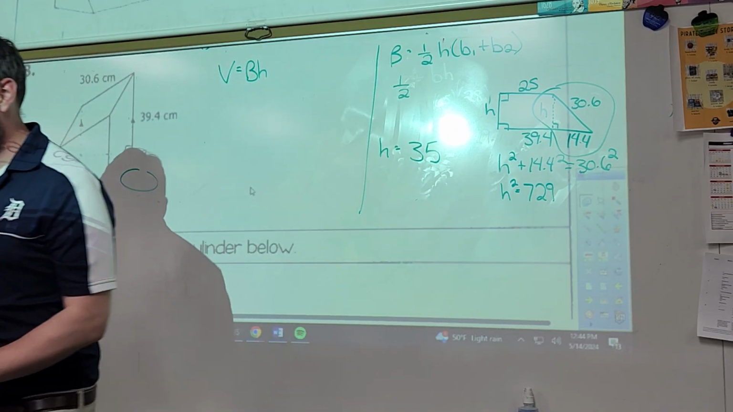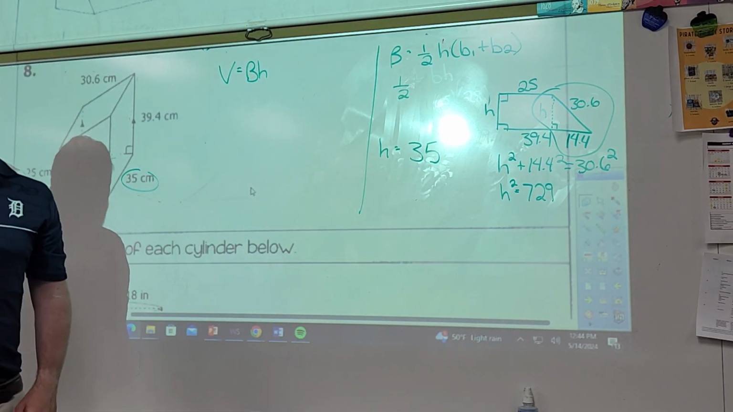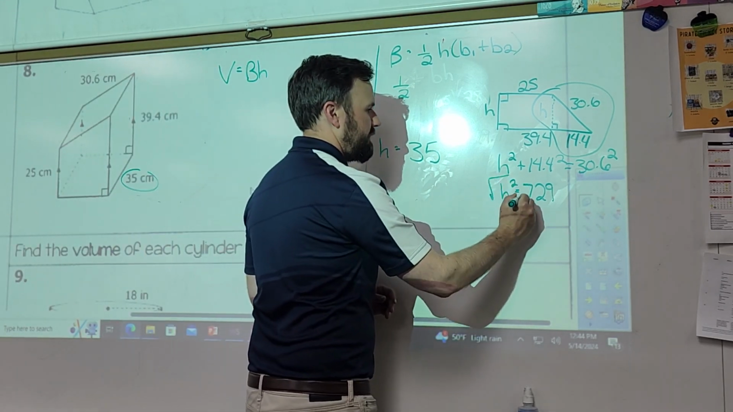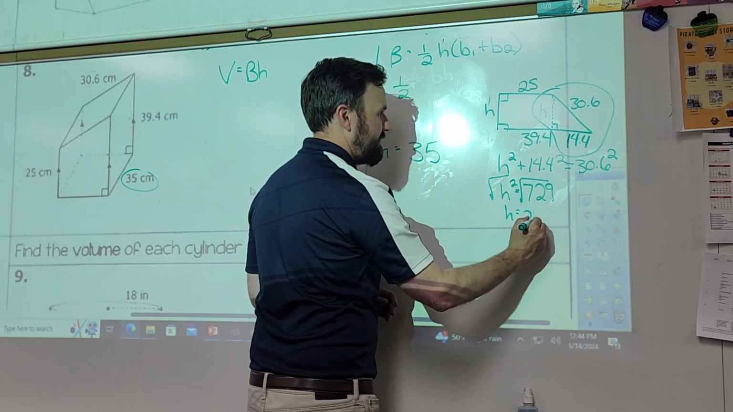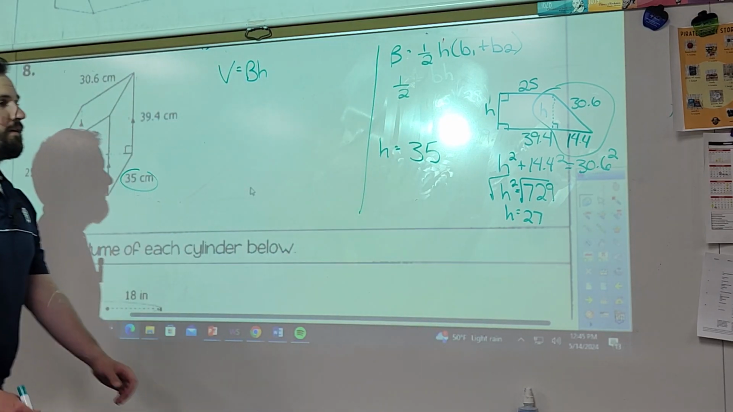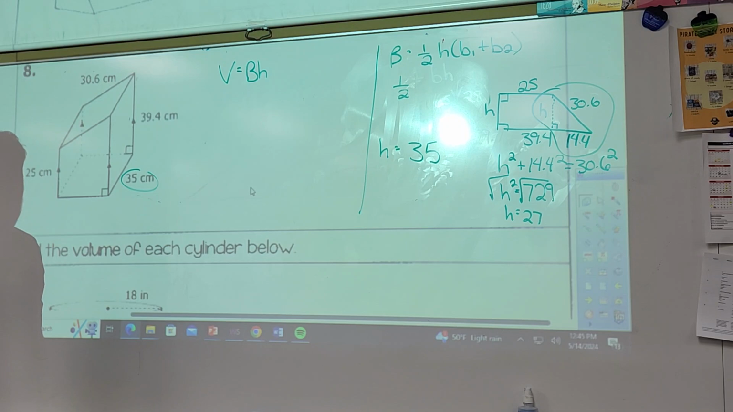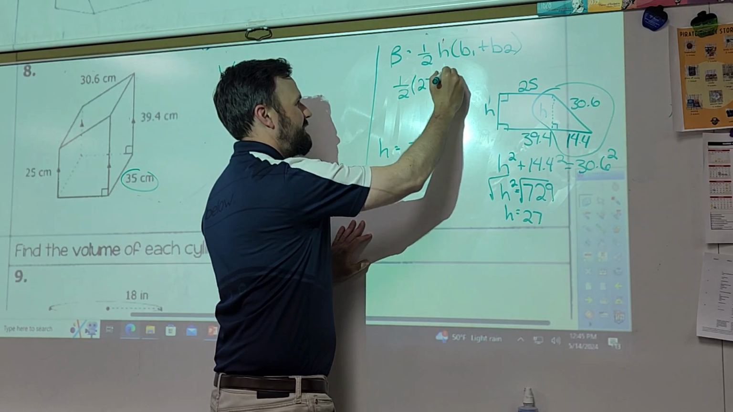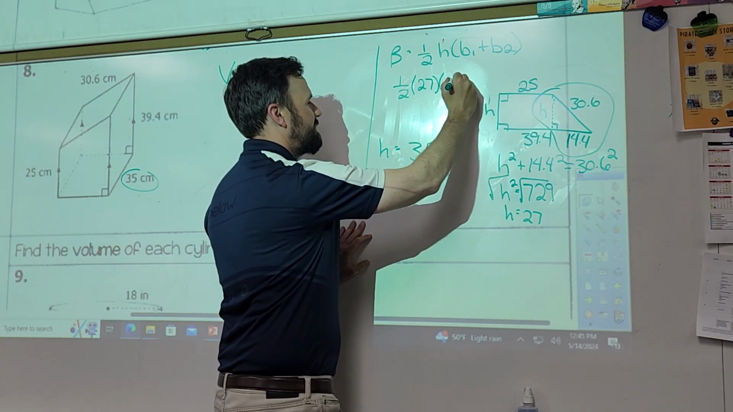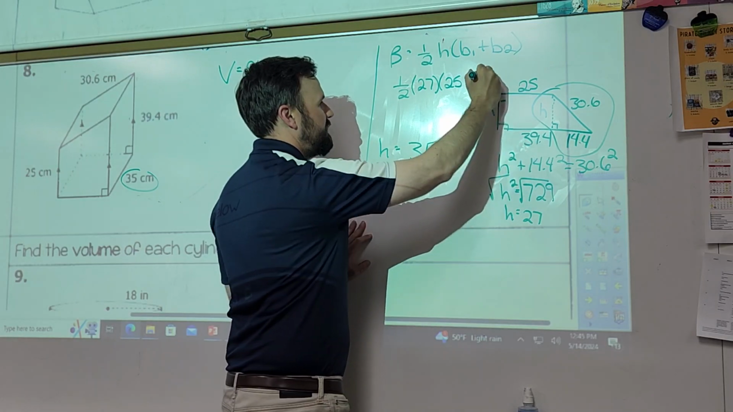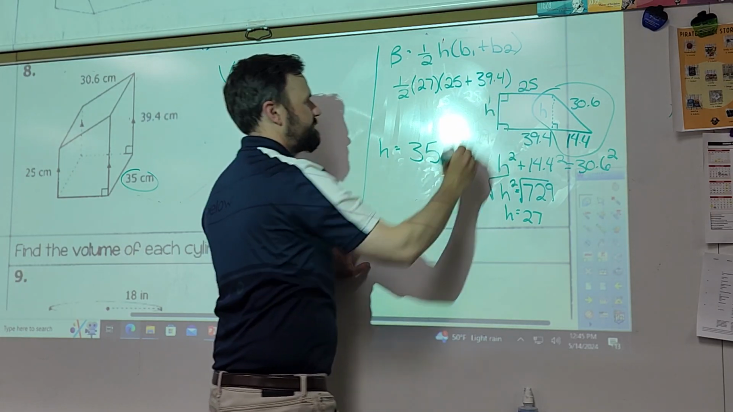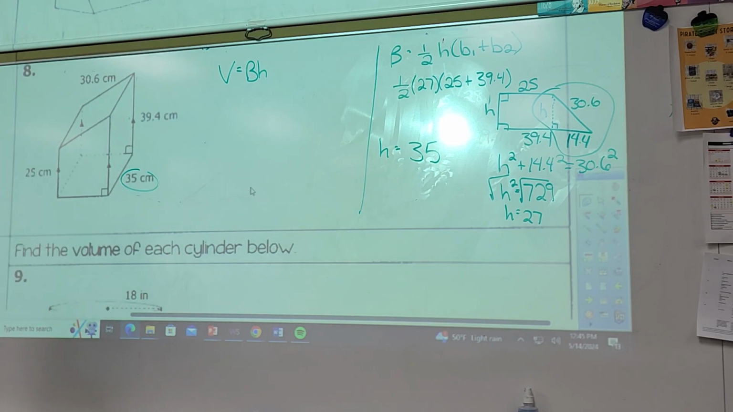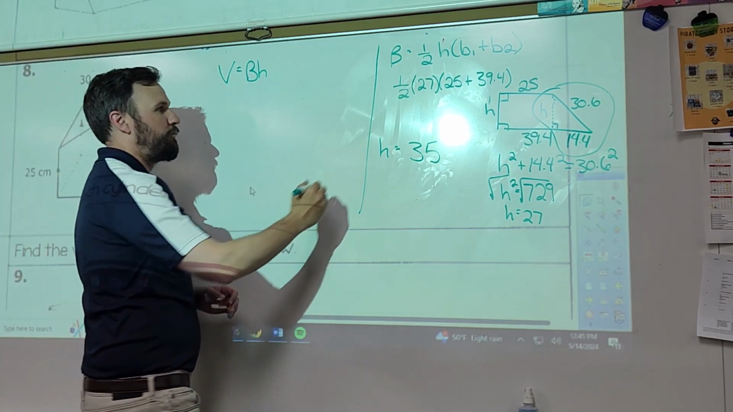And then what do I have to do to both sides to get that by itself? Square root it, right? When I do that, I got h equals 27. If you aren't having fun yet, nothing. So I'm going to do 1/2 times my height times my B1 plus B2. Okay. And I got 869.4.